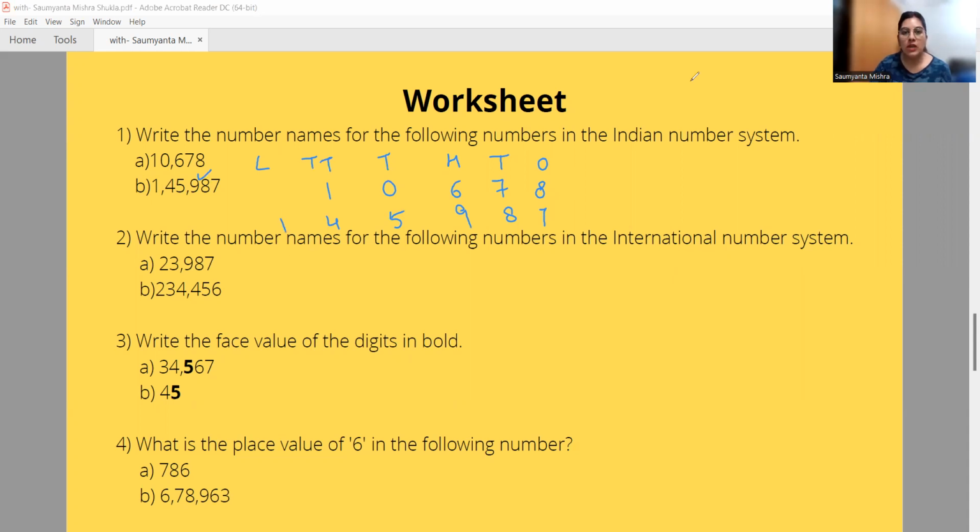It would be better for you if you start writing the number from backwards, like in this manner.